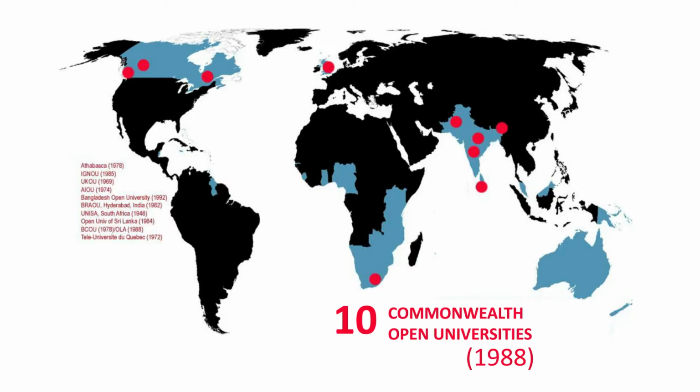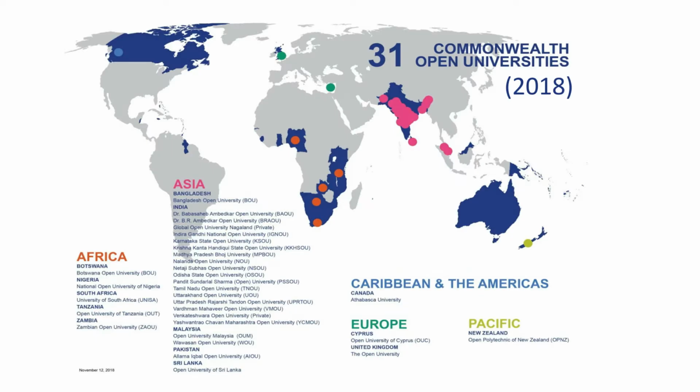When COL first started its operations in 1988, there were 10 open universities in the Commonwealth, 3 in Canada alone, with just 1 in Africa. Today, there are 31 open universities in the Commonwealth, catering to nearly 5 million students. The trend is very clear. Developed countries are mainstreaming ODL in campus universities, while developing countries continue to invest in single-mode open institutions.